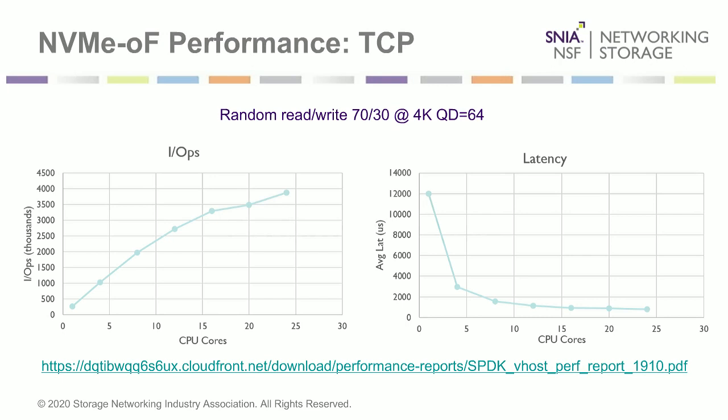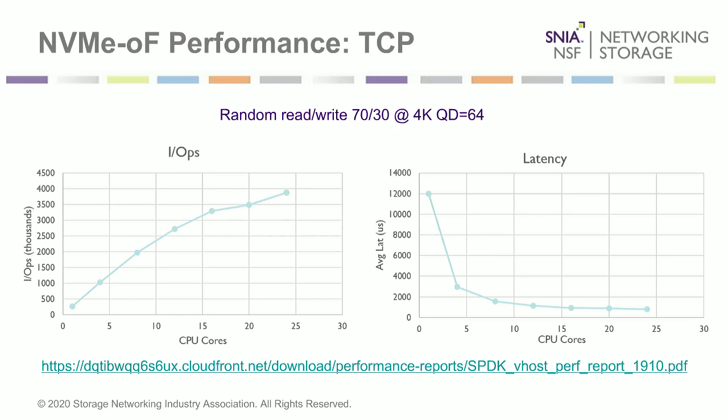This particular data is from SPDK's 19.10 release. SPDK does quarterly releases, kind of like Ubuntu, where the first number is the year and the second number is the month. So this is from October of last year. And we can see with this one workload I picked, at QD 64, 4K 70/30 mix.